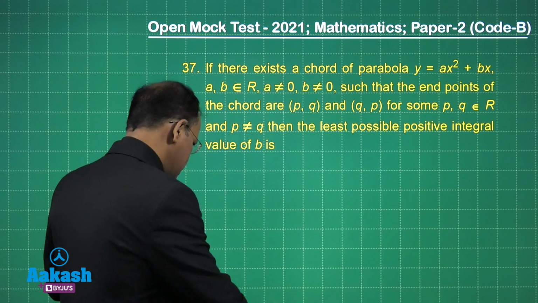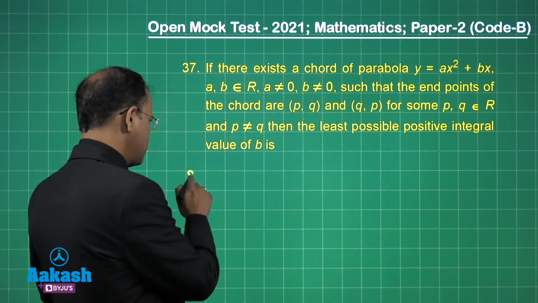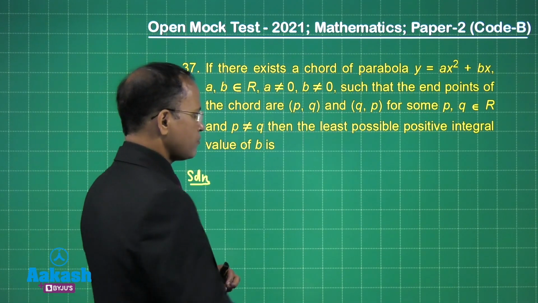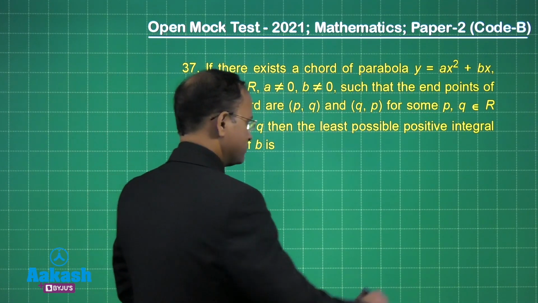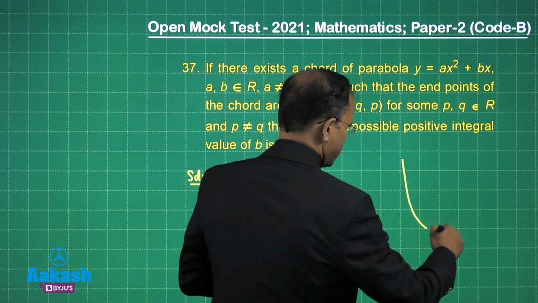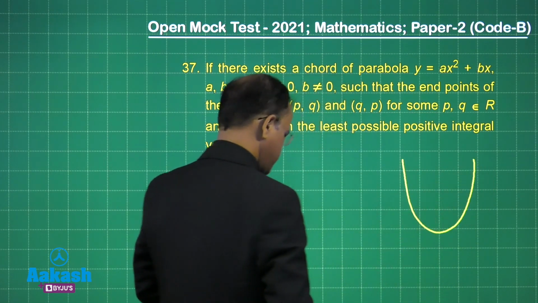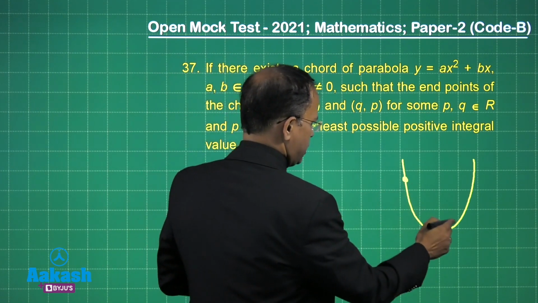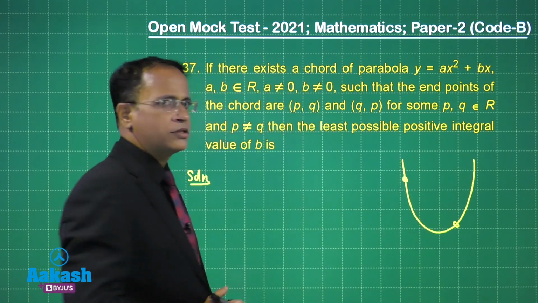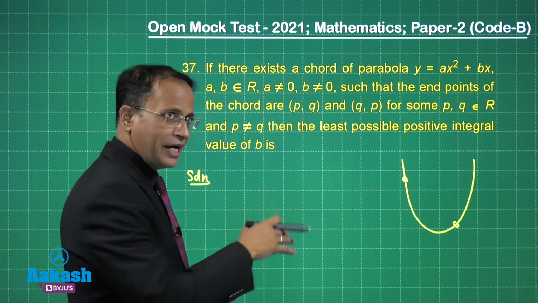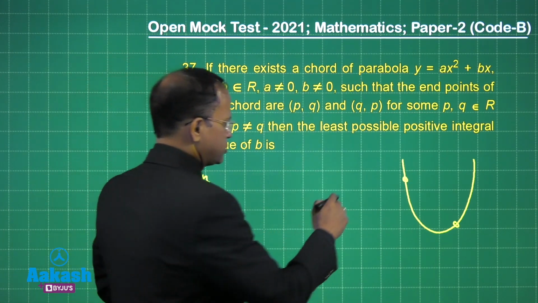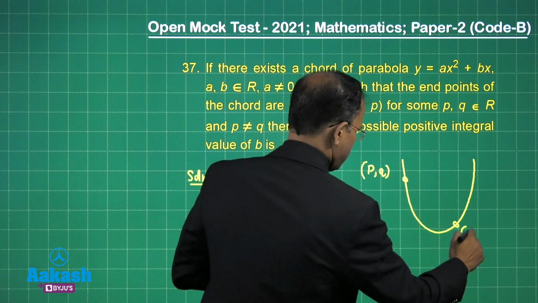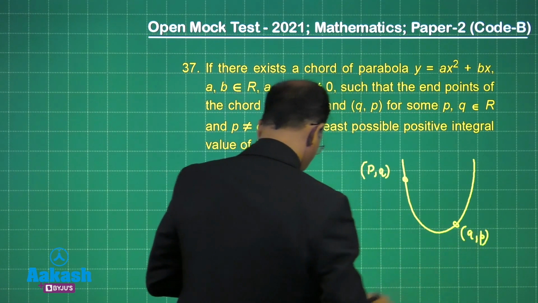So friends, if we talk about the concept being used, it's a very interesting one. You have been given the parabola, right? So this is the parabola I'm talking about, and we have 2 points here. These are the 2 points on the parabola which are the endpoints of the chord. So that is going to be (p, q), and this is going to be (q, p). Fine, this is what we have.